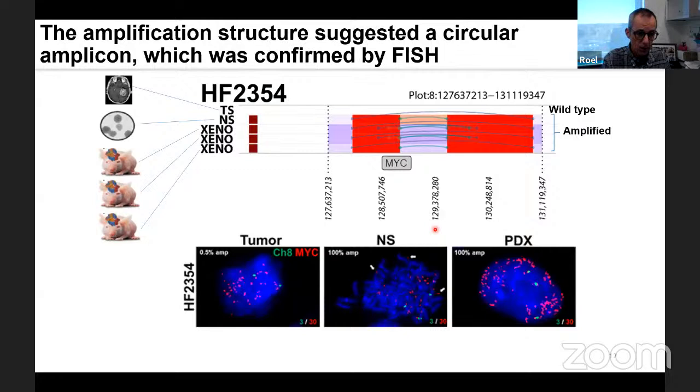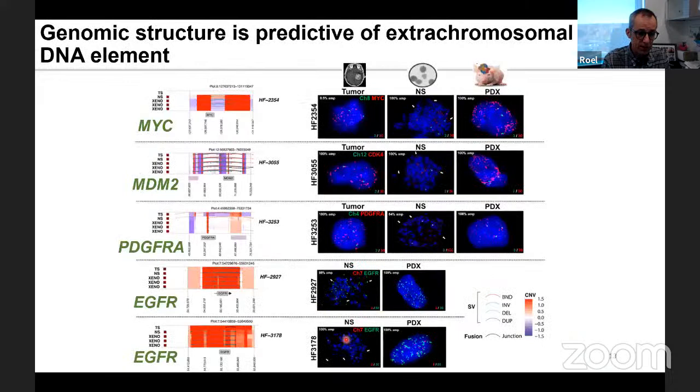When we then performed both interphase and metaphase FISH, especially the metaphase FISH clearly showed that this MYC amplification is extrachromosomal. In this study, we repeated a similar approach for many of the focal amplifications we detected. The FISH experiments always confirmed the whole genome sequencing derived hypothesis that many of these amplifications indeed are circular and extrachromosomal. So genomic structure is predictive of the presence of an extrachromosomal DNA element. You can analyze whole genome sequencing to predict the presence of an ecDNA.